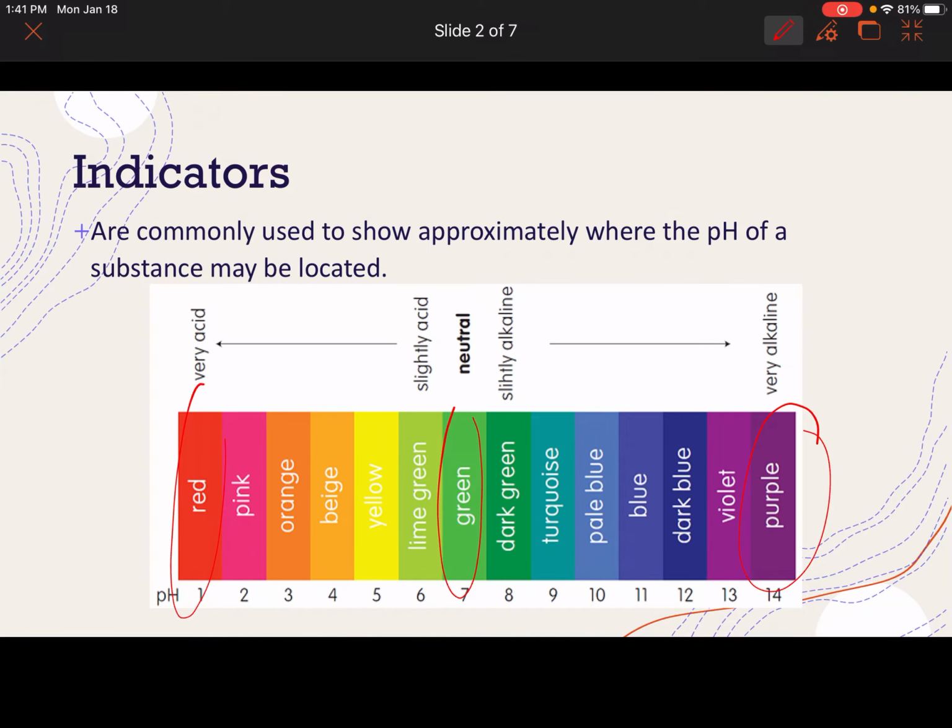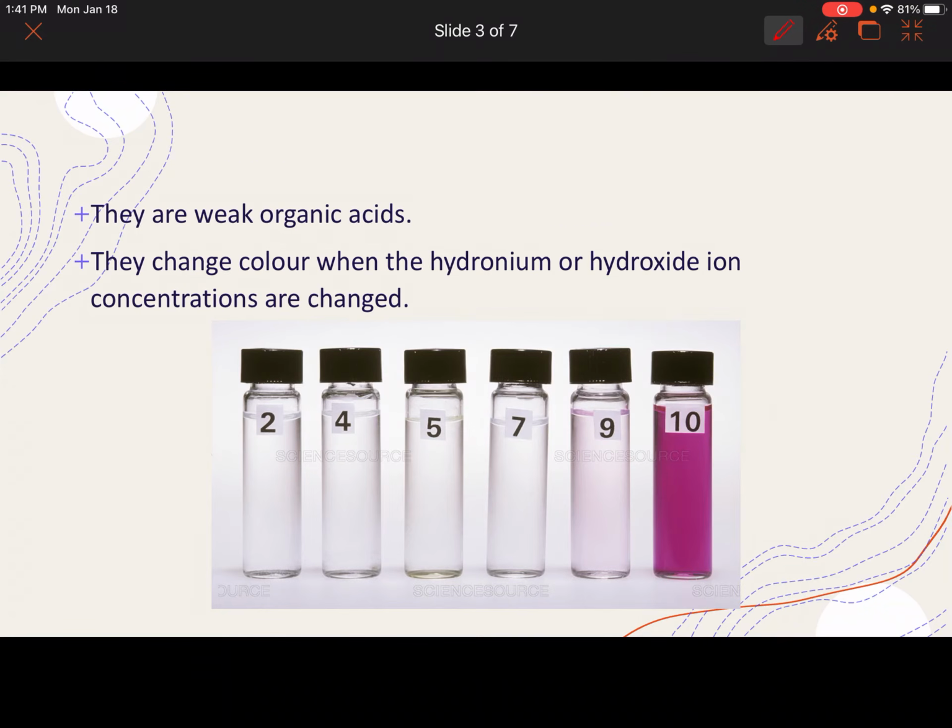So indicators are things that change colors. They're weak organic acids. They change color when the hydronium or hydroxide ion concentrations of a solution are changed. This is an example called phenolphthalein. You guys will do a lab using phenolphthalein. Phenolphthalein is probably the most commonly used indicator, and it turns pink when things start to become neutral.